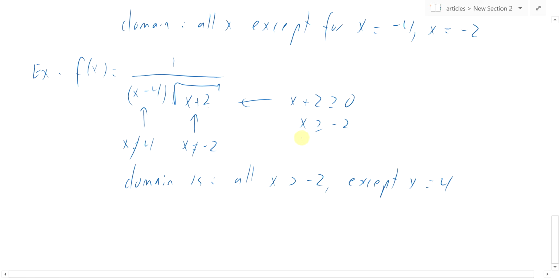So from the square root, we get x greater than or equal to minus 2. From the fact that the square root is in the denominator, we have to throw out the minus 2, which is going to change this less than or equal to a greater than. And we can't include 4. And 4 is actually greater than minus 2, so we have to explicitly write out except x equals 4.